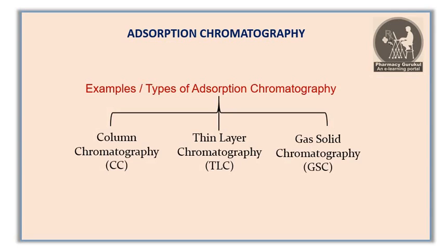Whereas an example of absorption: when you put some resin into water, it soaks up water and gets swelled. Definition. Adsorption chromatography is one of the oldest types of chromatography. It utilizes a liquid or gas as mobile phase that is adsorbed onto the surface of a stationary solid phase. Types of adsorption chromatography. There are three main types of adsorption chromatography: first, column chromatography, second, thin layer chromatography, and third, gas solid chromatography.